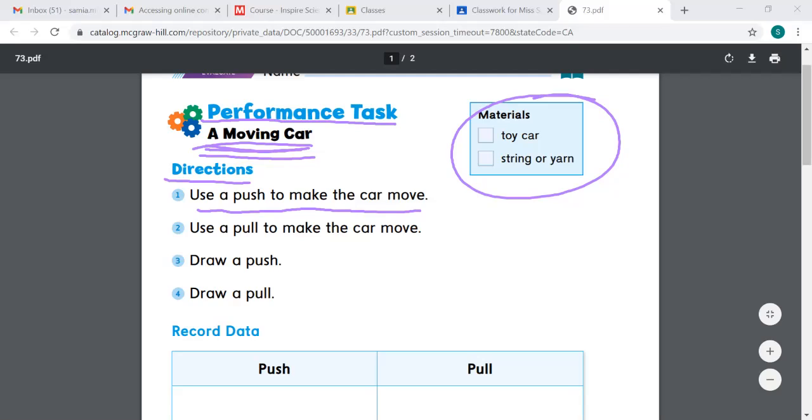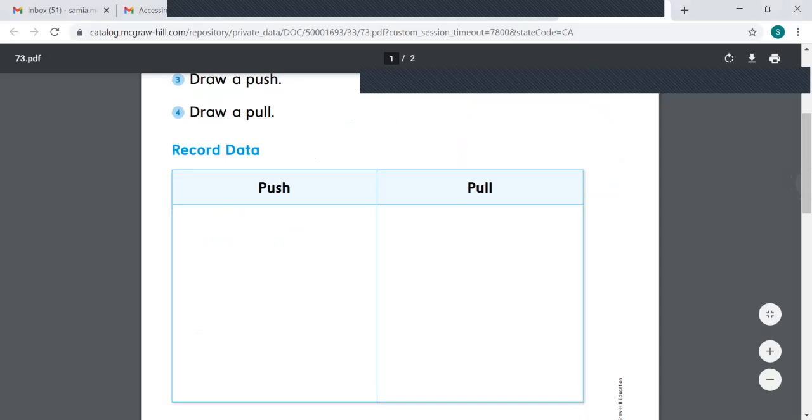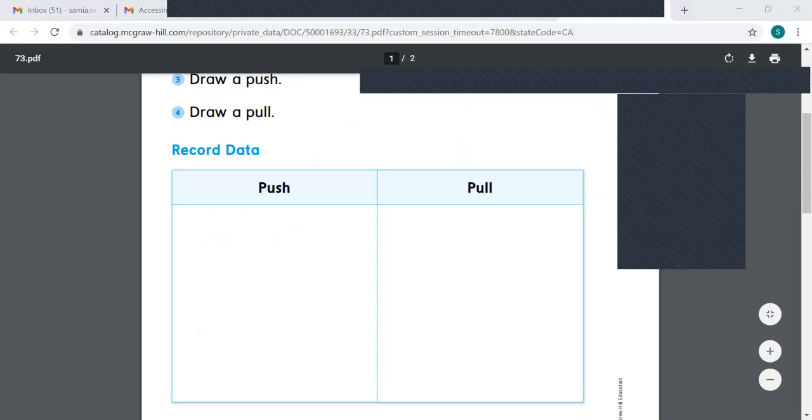Now, if you have a string on your car or something to pull it by, use a pull to make the car move. So pulling means applying force and you're making the car move towards you. It is coming to you. So a push, you are moving the car away from you, and a pull, you are bringing the car to you. So down here, what we're going to do is draw a push.